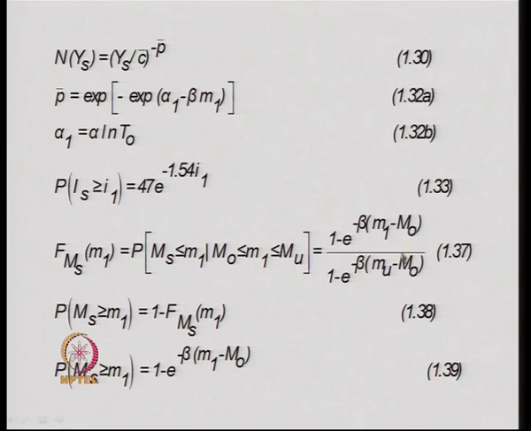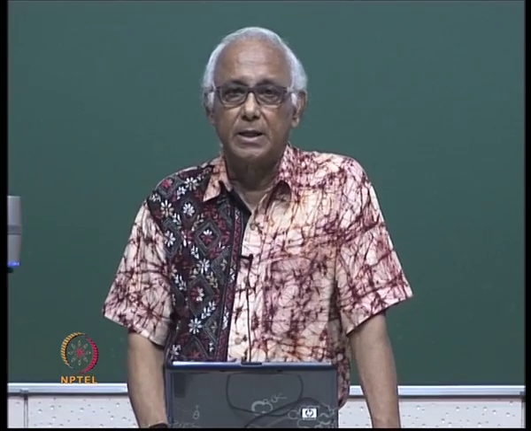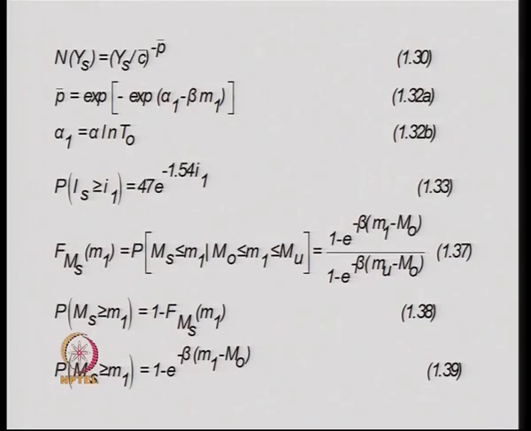Now, using this equation, if we put the value of mu to be very large, then this turns out to be almost equal to 1, and as a result, one can simplify this equation to this particular form. That means the probability of the magnitude of earthquake being greater than or equal to m1 is equal to 1 minus e to the power minus beta times m1 minus m0. That comes from this particular equation.